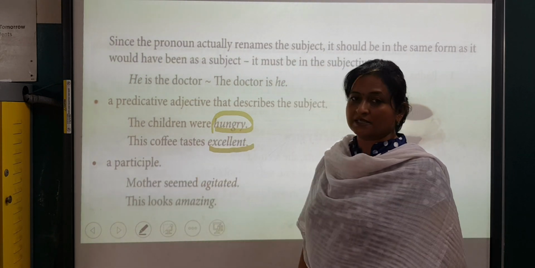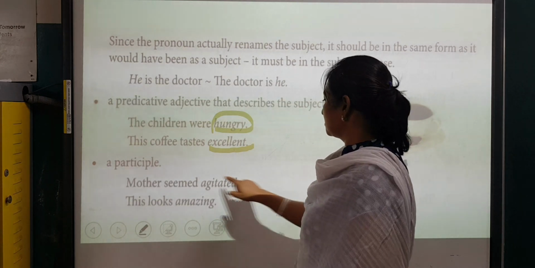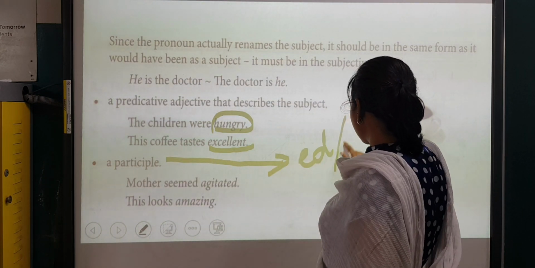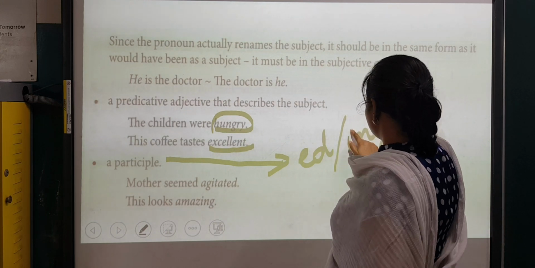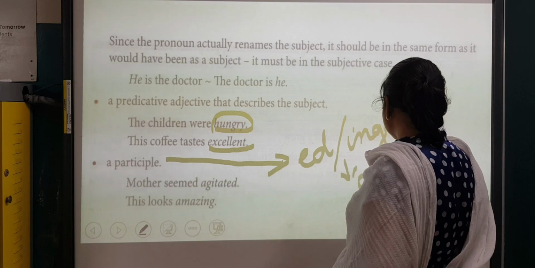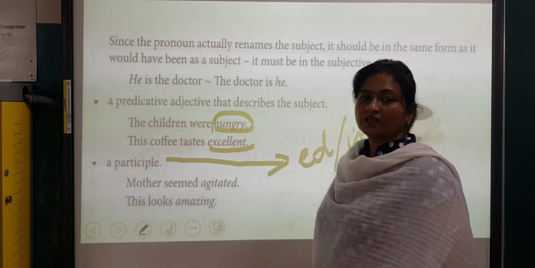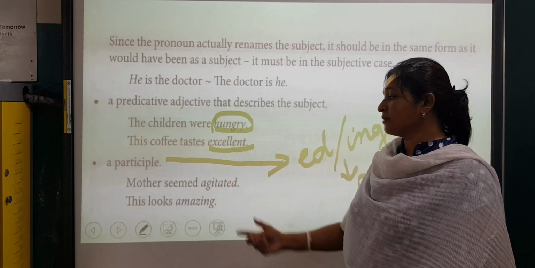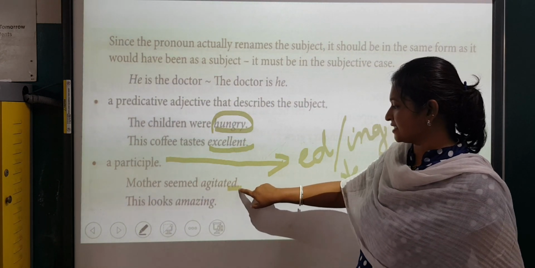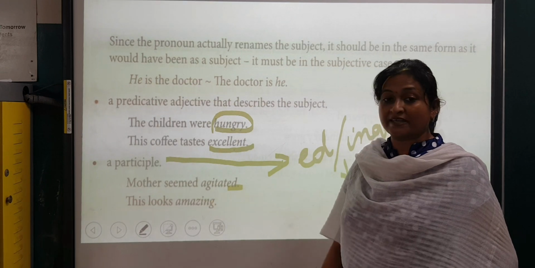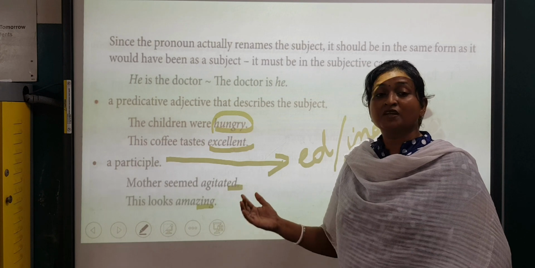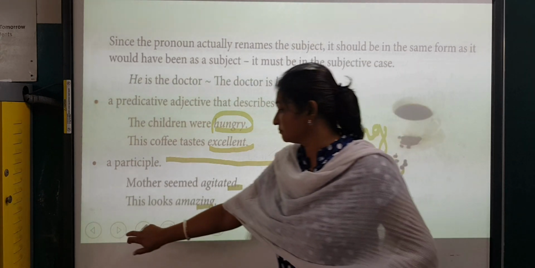It can be a participle. Participle means when you have ed or ing, and if it acts as an adjective, we call it a participle. So here, mother seemed agitated. Agitated is a complement, and see, it is ending with ed. This looks amazing. Amazing is the complement, and here it is ending with ing. So these are participle complements.